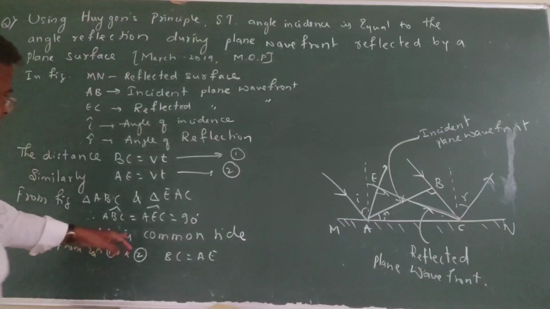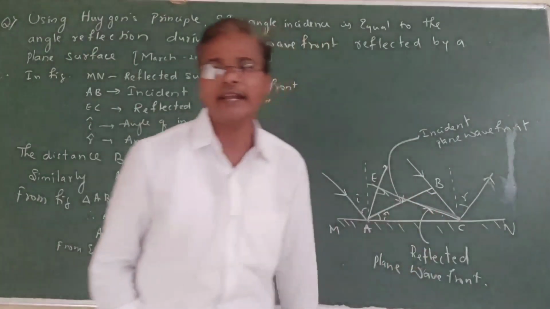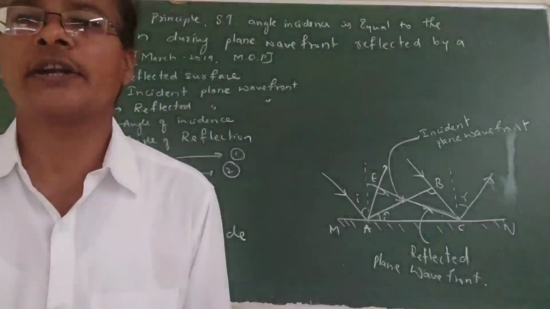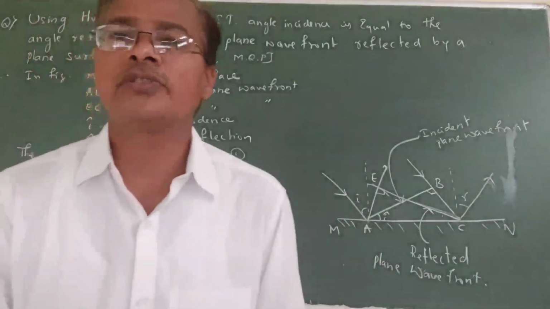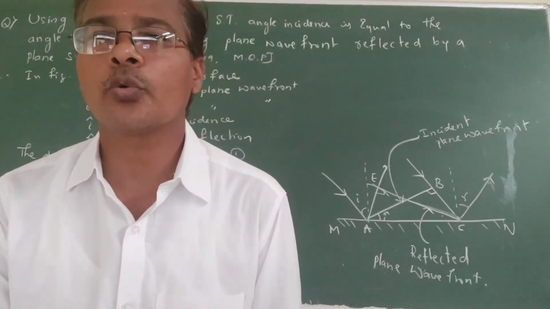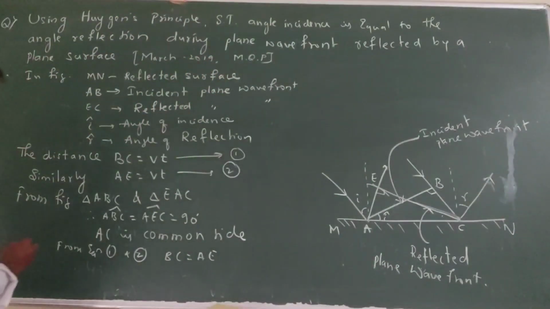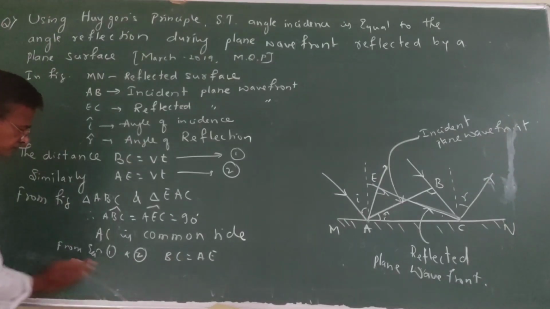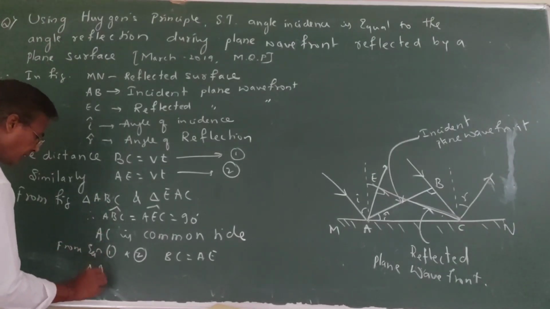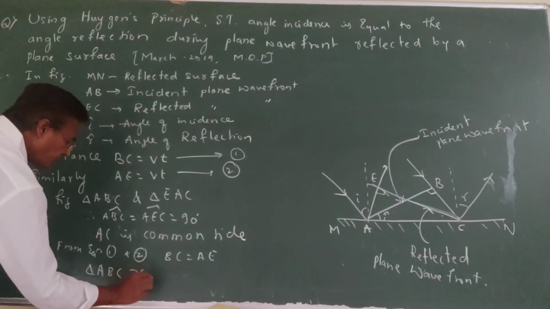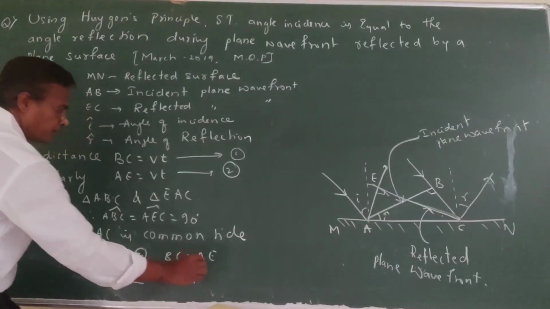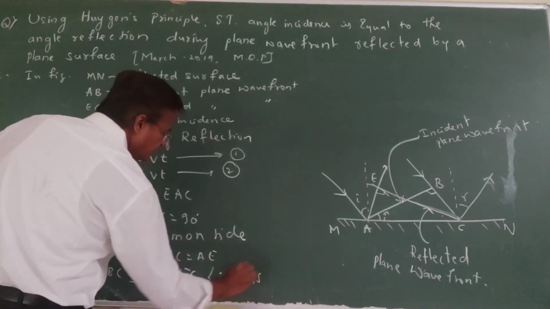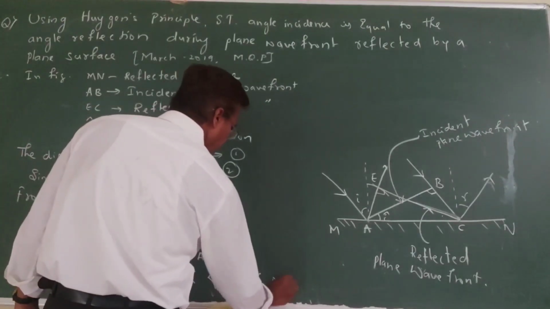So this is side, angle, side. Using the postulate of side angle side, we say that these two triangles are congruent. From the SAS postulate, I will write it down. Triangle ABC is congruent to triangle AEC because it obeys the SAS postulate.